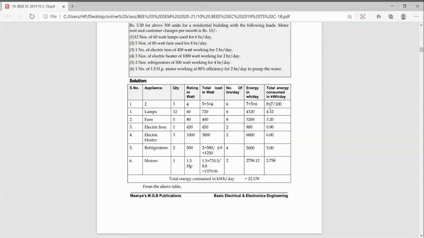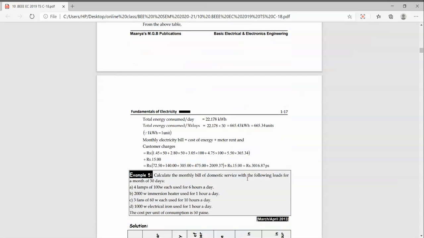So the total is 22.178 kilowatt hour per day. The total energy consumed per day is 22.178 kilowatt hour, and for 30 days, 22.178 into 30 gives 665.34 kilowatt hour. I think there was a mistake earlier; it is 665.34 units, because we know that 1 kilowatt hour is equal to 1 unit.